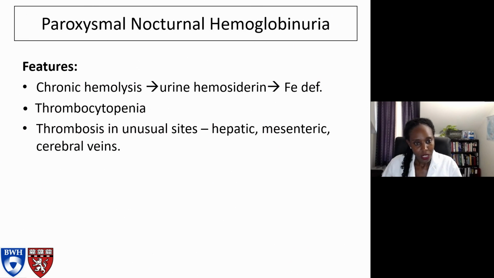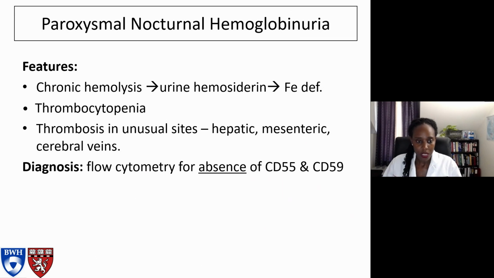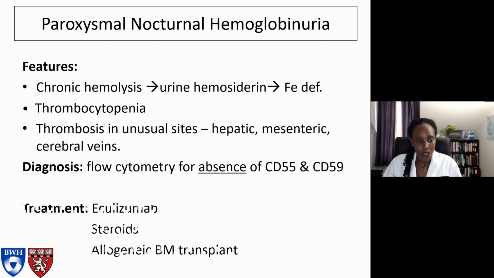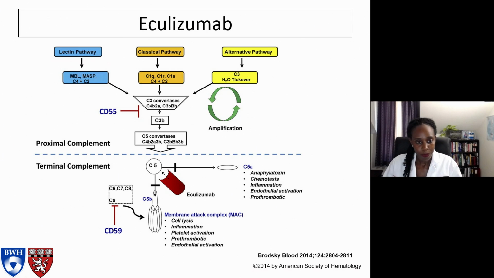The features include chronic hemolysis, urine hemosiderin, which causes an iron deficiency, thrombocytopenia, and thrombosis, particularly in unusual sites, so hepatic, mesenteric, and cerebral veins. The diagnosis is by flow cytometry, looking for the absence of CD55 and CD59, and this is the only diagnosis for which flow is looking for the absence of cell markers. And the treatment is eculizumab, as well as steroids, and allogeneic bone marrow transplant is the only curative therapy.